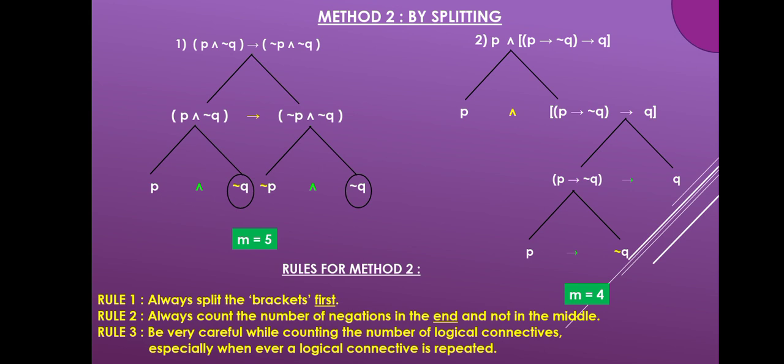Note that always count the number of negations in the last and not in the middle. Here, at the end we can see 3 negations, but observe that not Q is repeated once and therefore it will be counted as only 2 negations, which are not Q and not P. Earlier we had 3 logical connectives. Thus, m is equal to 5.